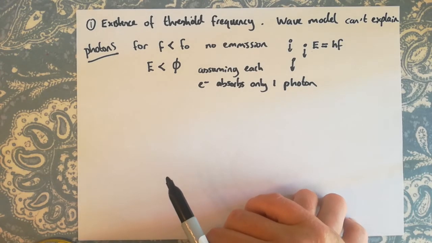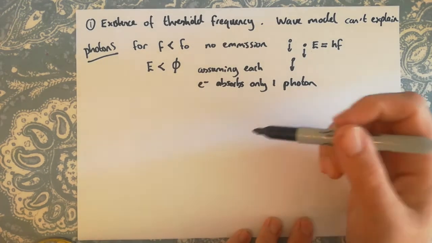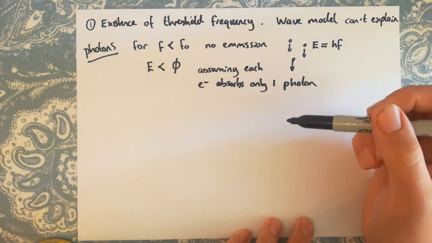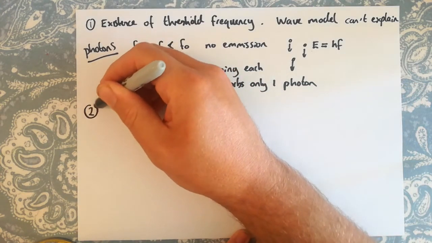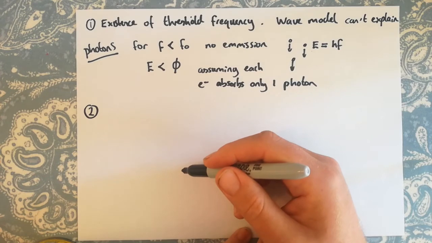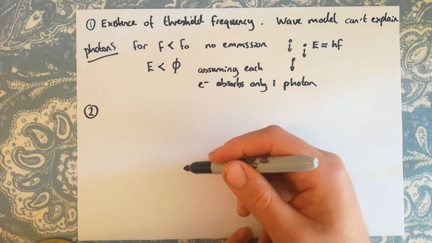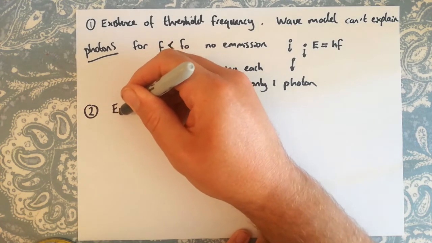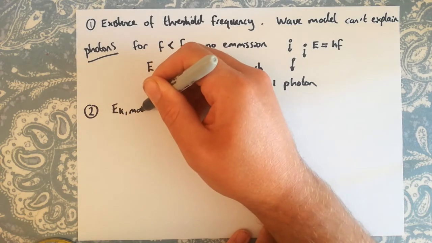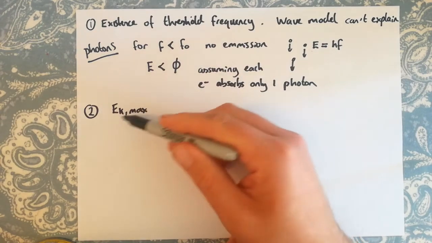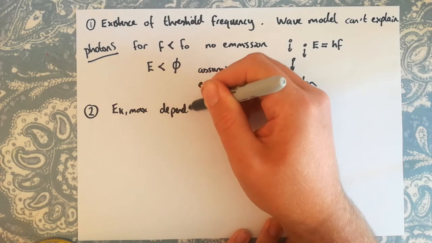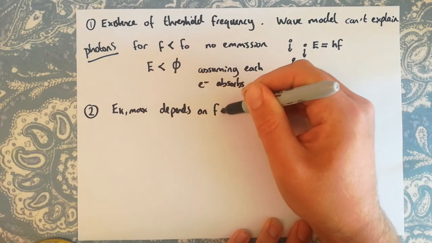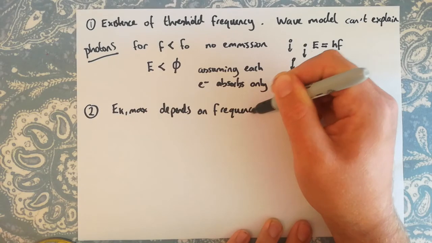Okay, so that's the first observation that can only be explained by the photon model. The second observation was the dependence of the fastest electron's kinetic energy, EK max. We said that that depends on the frequency of the light.